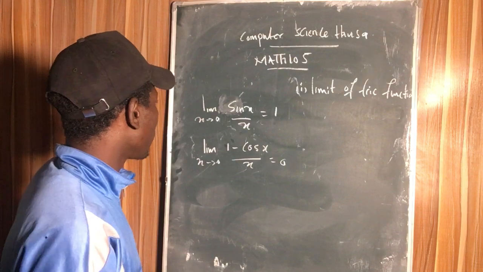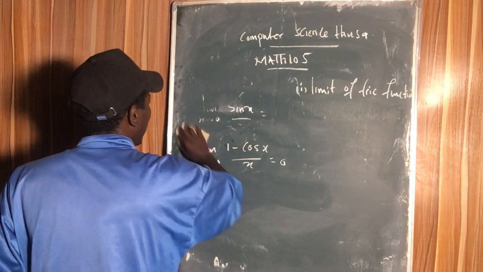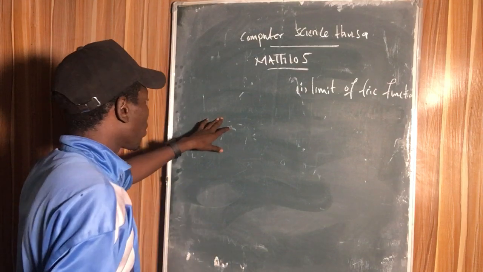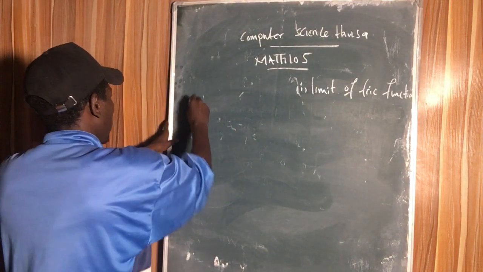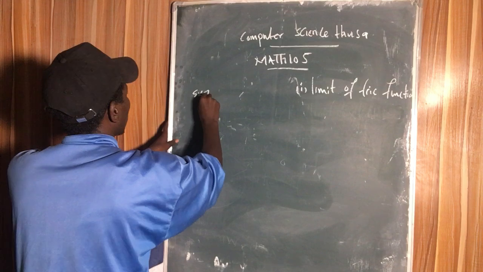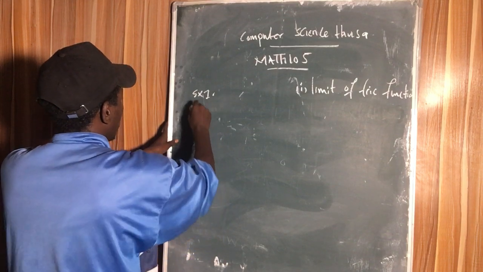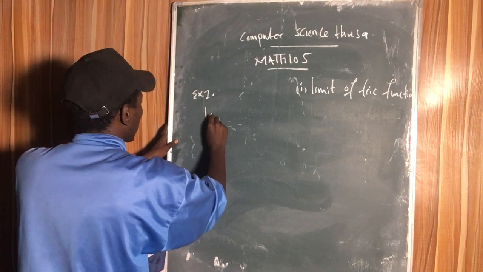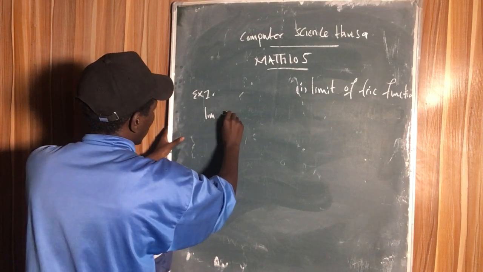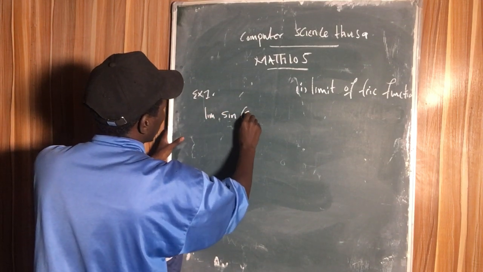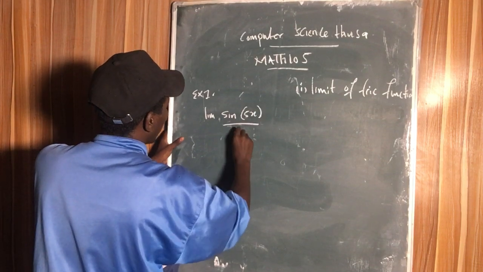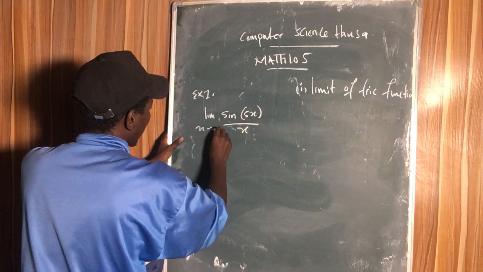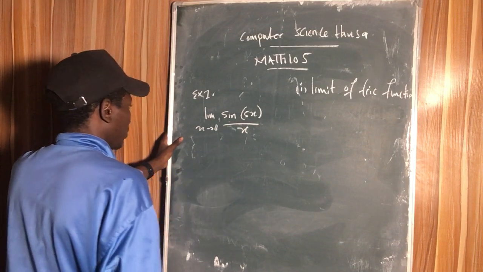So there is one basic one that I'm going to solve. But let's just start with an example. Example number 1. Evaluate the limit of sine 5x all over x as x tends to 0.